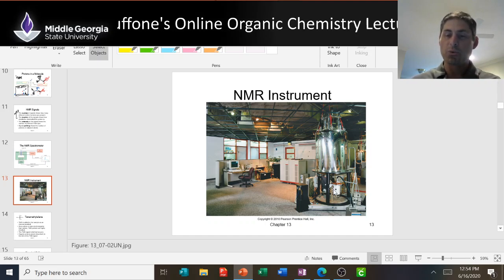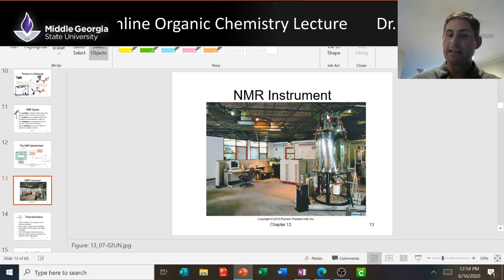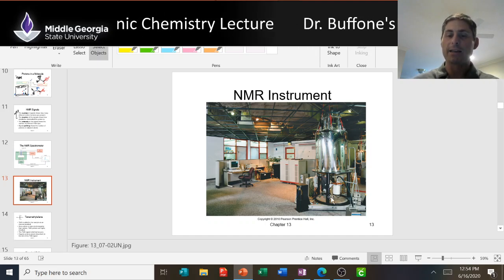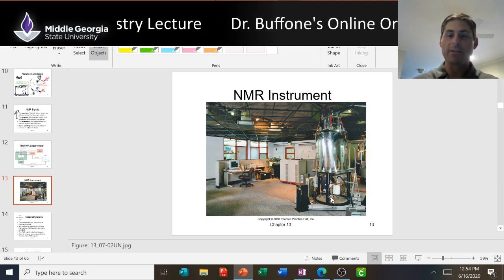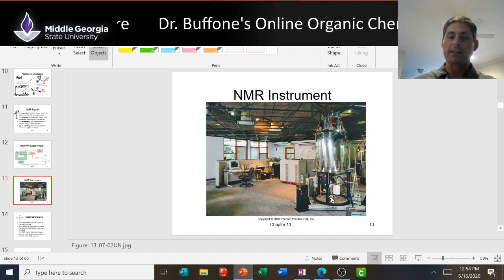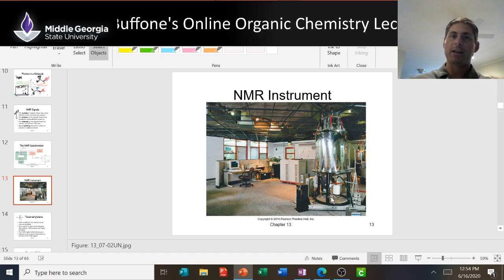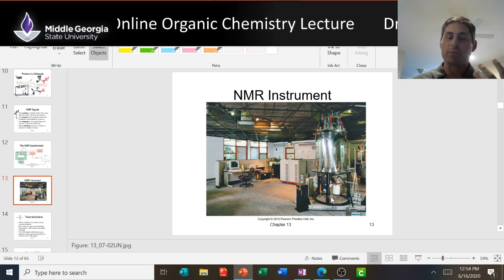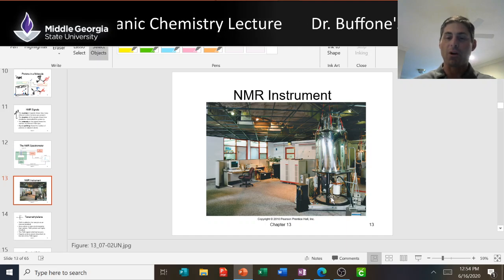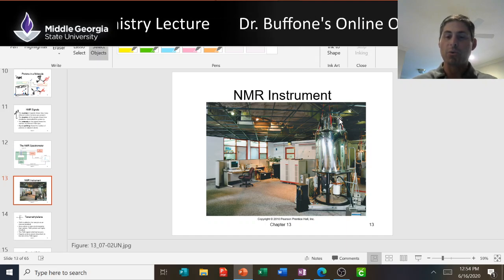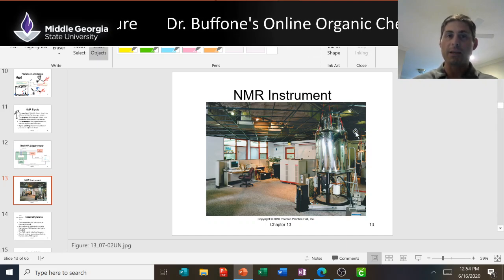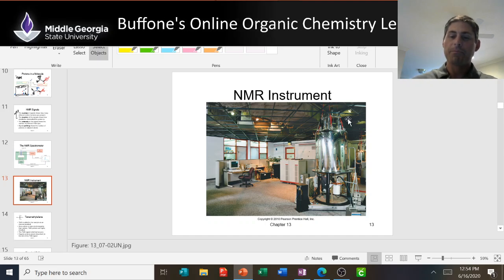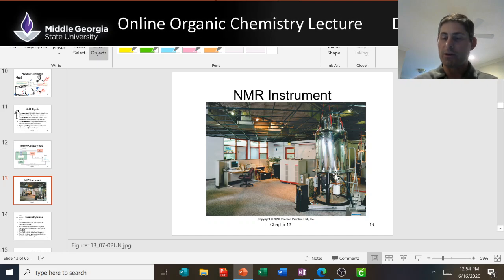And because this is a very strong, powerful magnet, you would make sure that there wasn't anything around it that would be attracted to the magnet. You can't bring anything close to the magnet that would be ferromagnetic and strongly attracted to a magnet. So you wouldn't want any kind of metal pipes around, because that would cause problems with the magnetic field.